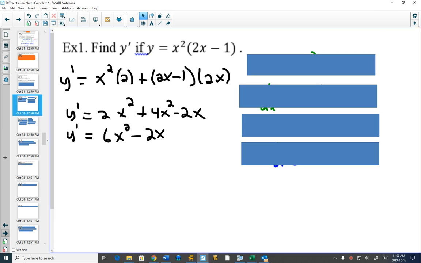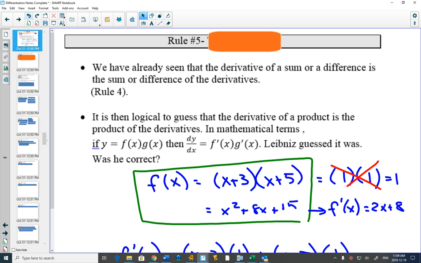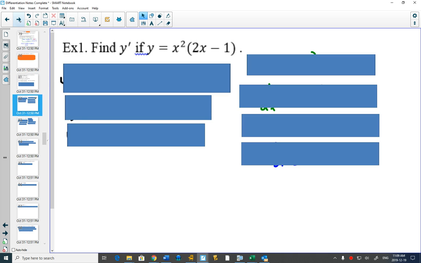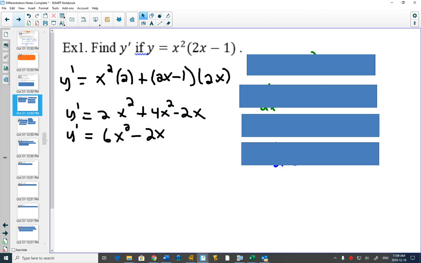Now, had you multiplied it out to begin with, oh, I don't want to do this. Never mind. You're not going to look at this part. There we go.